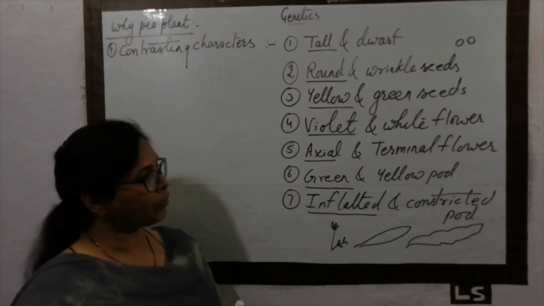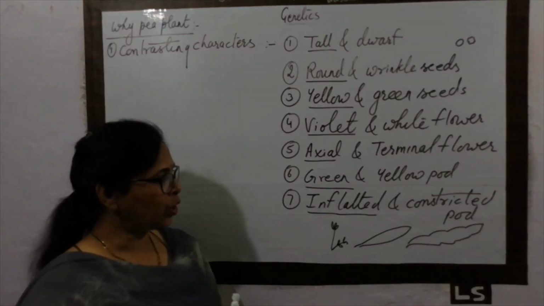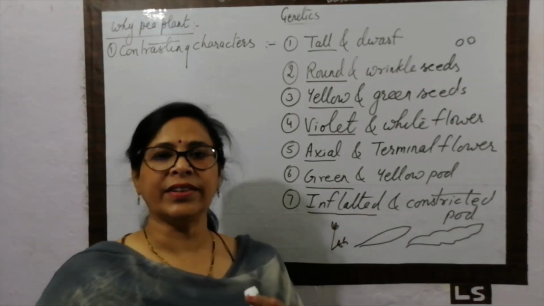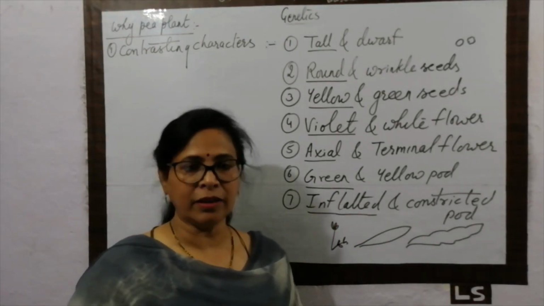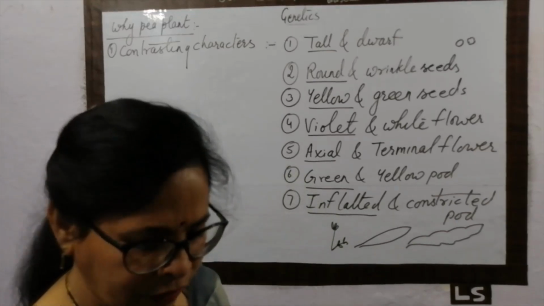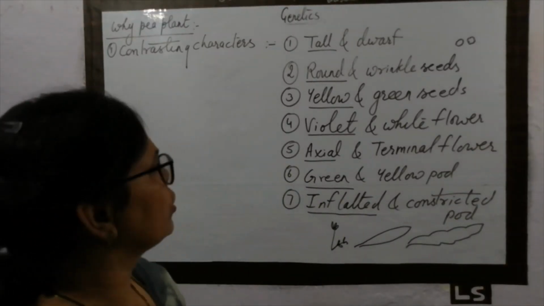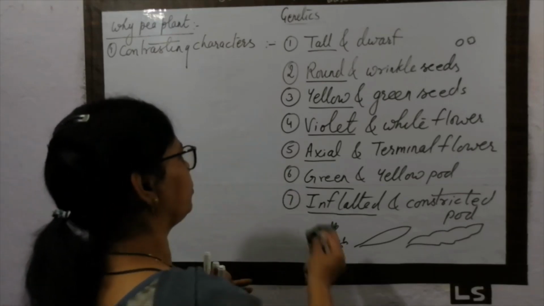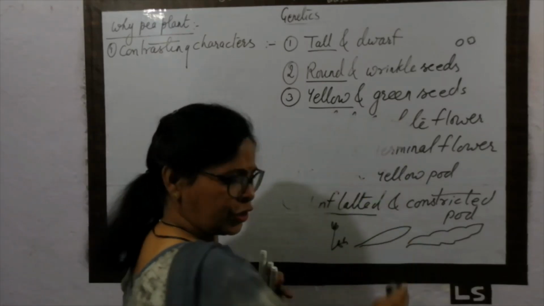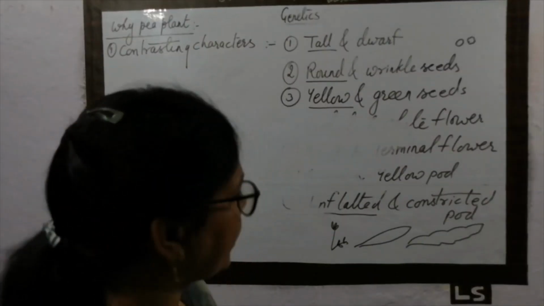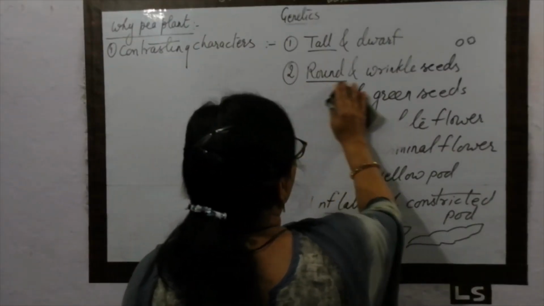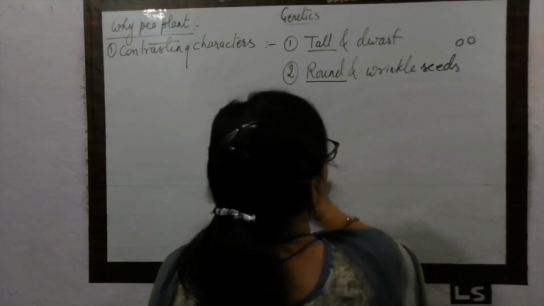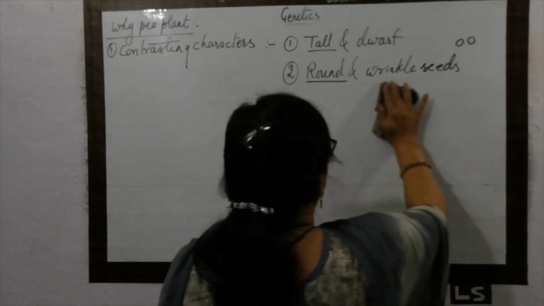So there are 2 types of pod. It may be green and yellow, and inflated and constricted. So these are the 7 characters chosen by Mendel for his research. For our examples or the laws, we need only 2. It is sufficient for us, or up to 3 we are able to study. That is sufficient up to our level to study the characters. I am going to rub all this. Okay. Now next is why pea plant.